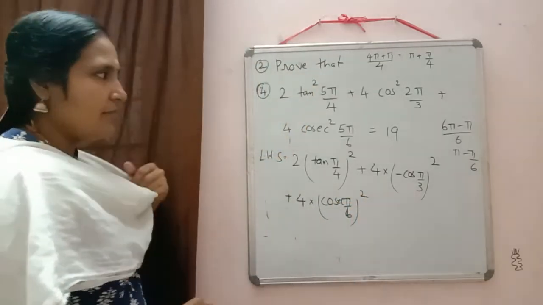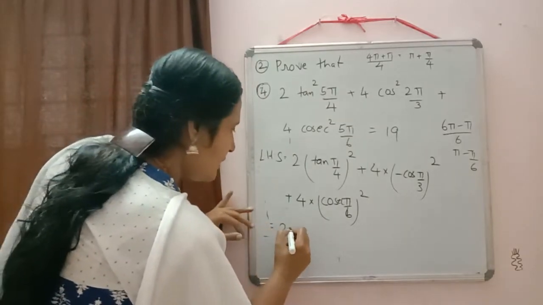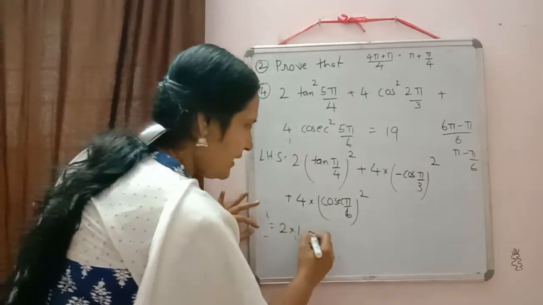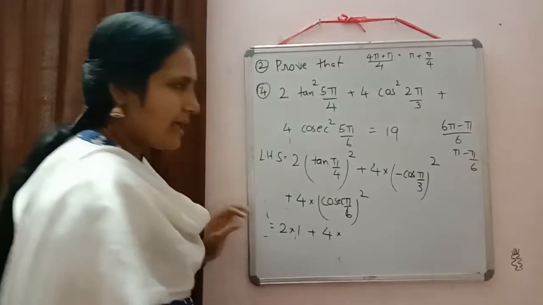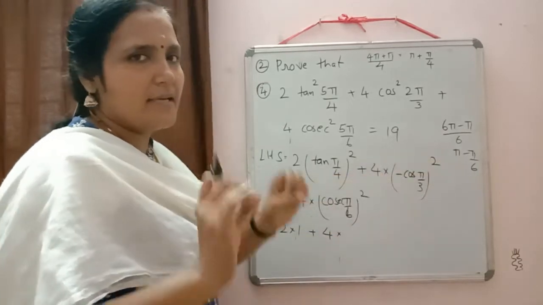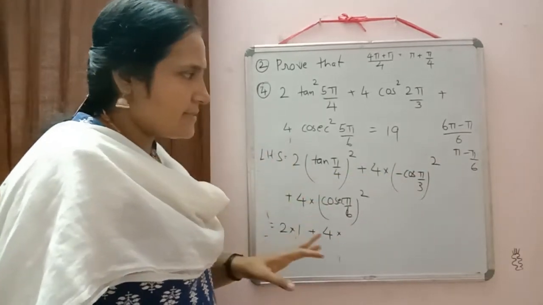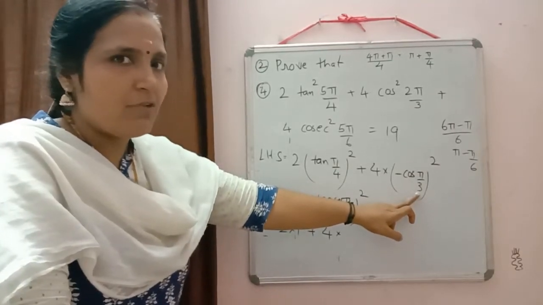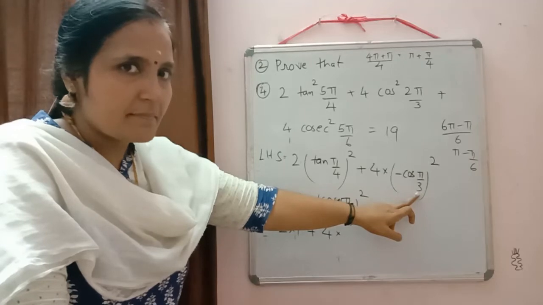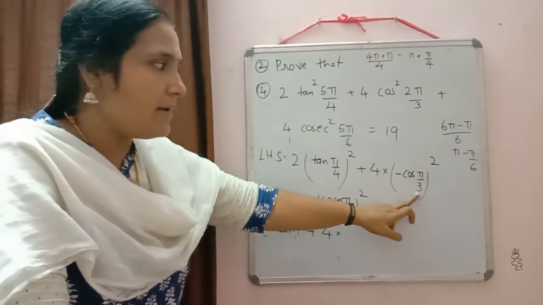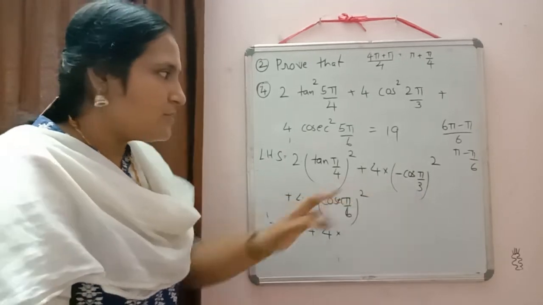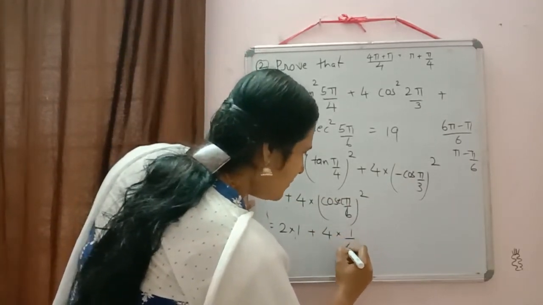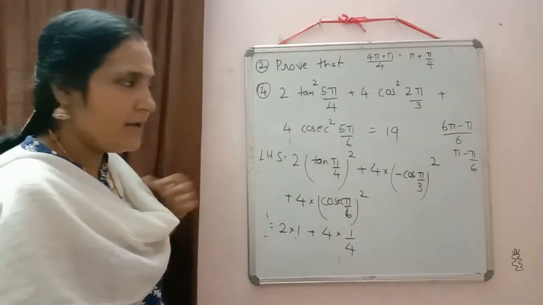Now we will substitute the value. We will check what will come. 2 into tan pi by 4, 1. So 1 square is 1 only, plus 4 into minus sign is there but whole square is there. That's why minus sign will get cancelled there. Cos pi by 3. Pi by 3 means that is 60 degree. And what is cos 60 degree? Cos 60 degree is 1 by 2. So it will be equal to 4 into 1 by 2 the whole square. So that will be equal to 1 by 4.